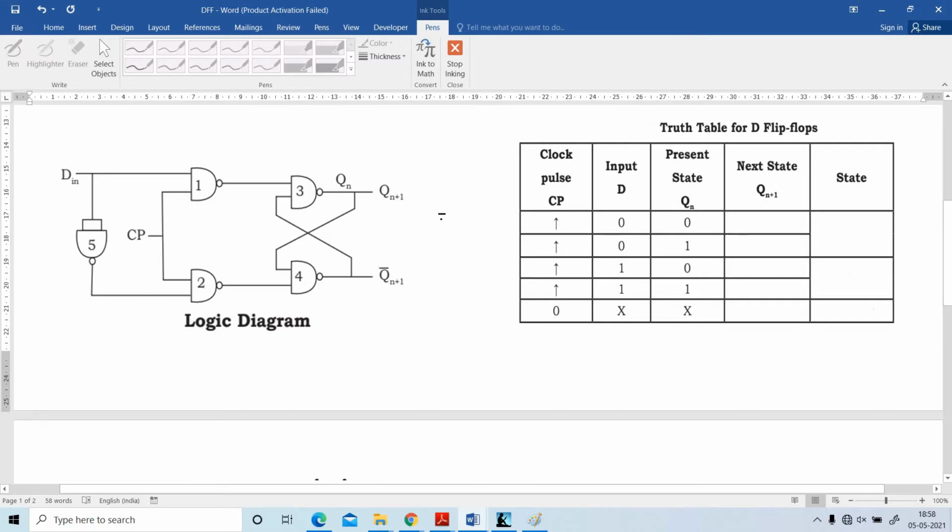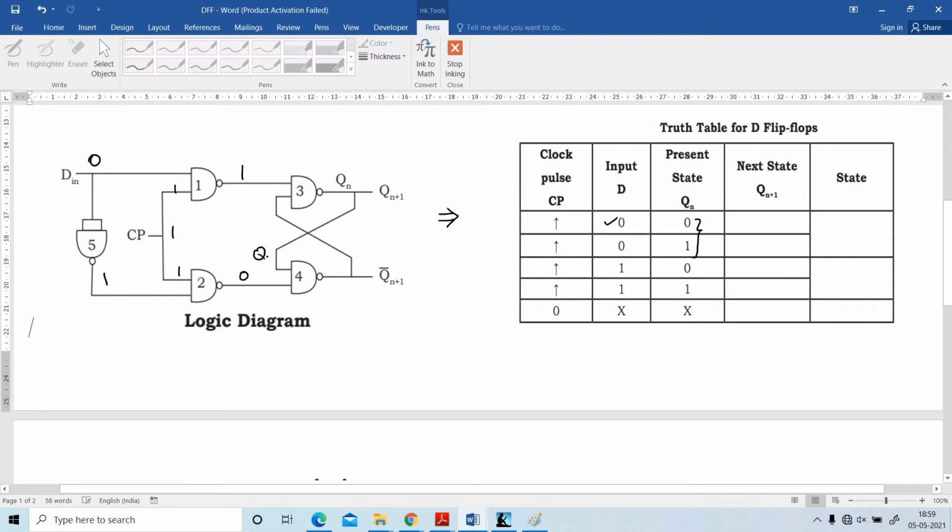And next, how to form the truth table from the logic diagram. First, Din is equal to 0, and then Qn value may be 0 or 1. I have directly taken the value Qn and will find out the next state. Din equal to 0, what is Din bar? That is 1. Clock pulse is 1. 0 into 1, 0, 0 bar is 1. 1 into 1, 1, 1 bar is 0.